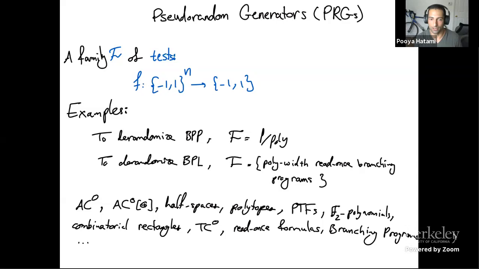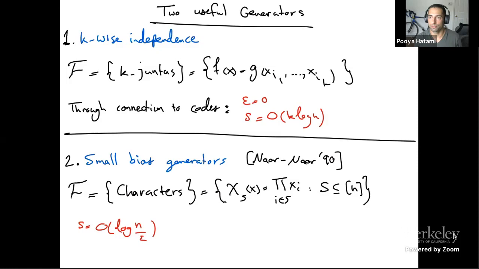But I want to give you two examples of very simple classes of tests that turn out to be very important. They have simple constructions, but they play a very important role in constructions of pseudorandom generators. The first one is k-wise independence, k-wise independent distributions. So let's think of the family of tests that are k-juntas. For now, we are thinking of a family of functions over n bits. Throughout the talk, even though F will be an infinite family, we will assume that it's just a subset of n-variate Boolean functions. So now let's think of the family of n-variate tests that ignore all but k of their input bits. Let's think of all of these juntas.